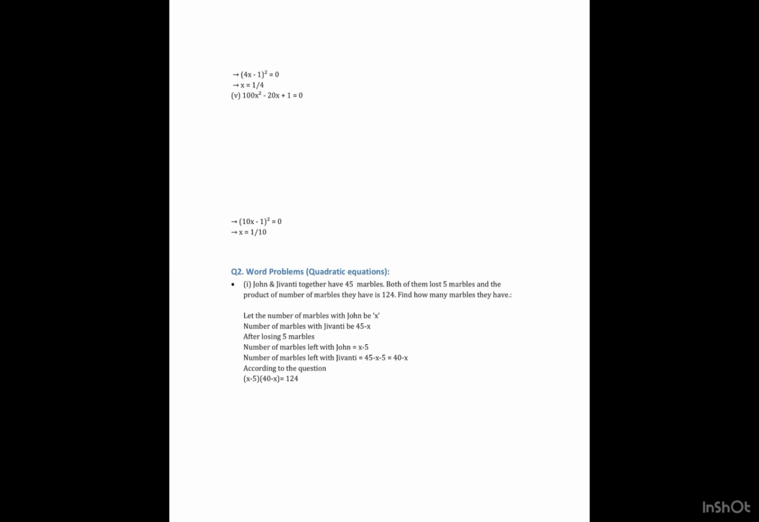So I'm left with 16x square minus 8x plus 1. The factors of 16 are minus 4 into minus 4, which will give me 16. Also, minus 4 plus minus 4 is going to give me minus 8. So the factors that I'm going to take are minus 4 and minus 4. So the first term 16x square, the middle term would be split as minus 4x minus 4x, plus 1.